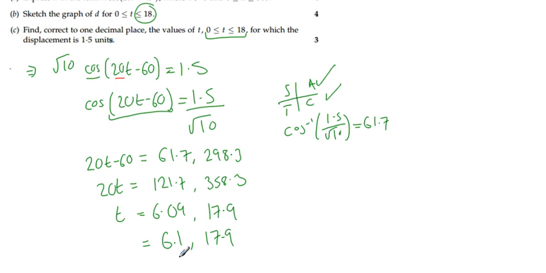Okay, so that's your values of t for which 1.5 is the displacement. The first mark is for setting it equal to 1.5. The second mark will be for getting 61.7 and 298.3, and the third mark is for your final answers.